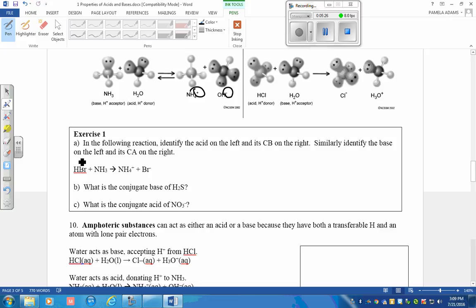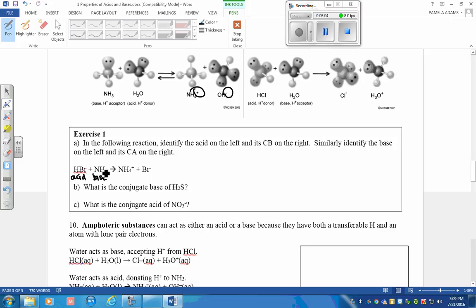So let's look at this equation now, and we're going to look at the reactants, see what happened to them as the products to define what they are. Well, HBr as a reactant is Br minus as a product, so we know it has lost its hydrogen ion, therefore it must be an acid. The NH3 ammonia has suddenly acquired an H+, so this must be the base.